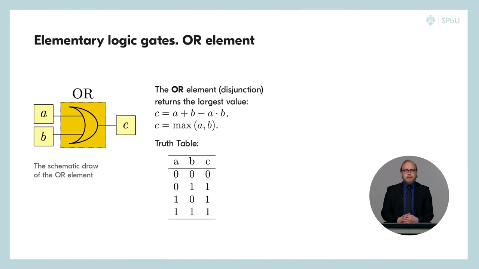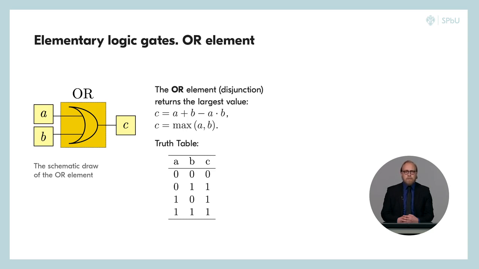Now, let's consider the OR element. It is also called a disjunction. It is schematically depicted as a crescent. Like the AND element, it has 2 bits A and B at the input and 1 bit C at the output. The result of the OR operation can be represented in different ways. For example, it can be represented as the largest value among the bits A and B.